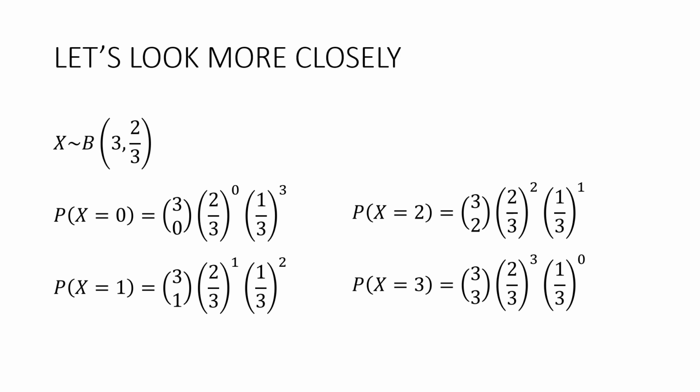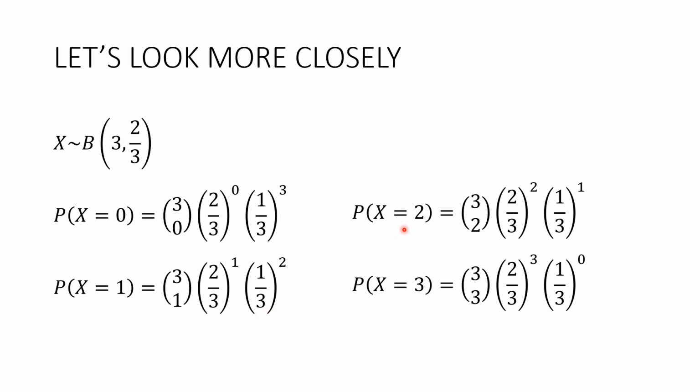So I've changed these just to add a little bit more information. So probability that we get 0 successes, 3C0, that's the number of ways we can order 0 successes in 3 trials. 2/3 is the probability of success to the power of 0. 1/3 is the probability of failure to the power of 3. Here we've got the probability of x equals 1, so 1 success. How many ways can we order that 1 success? 3C1. Probability of success, probability of failure.